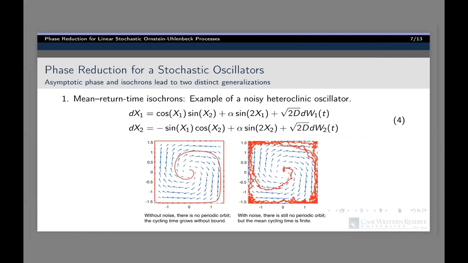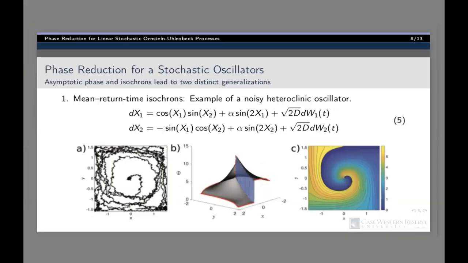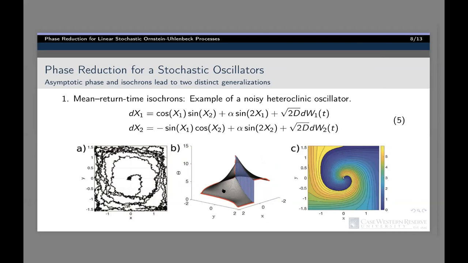So just as an example of this framework in action, before I go back to the main story, this is a heteroclinic oscillator. If I turn the noise off by setting the diffusion constant D to zero, then I have this vector field on the left where I spiral outwards from an unstable fixed point and I wind around taking longer and longer to get past these corners. There's an unstable saddle point at each of the four corners and there's no finite period underlying limit cycle. But if I add noise, then I have finite mean return time. And we used this framework introduced by Schwabedal and Pikovsky to define isochrons for that system. So here you see the timing function surface.